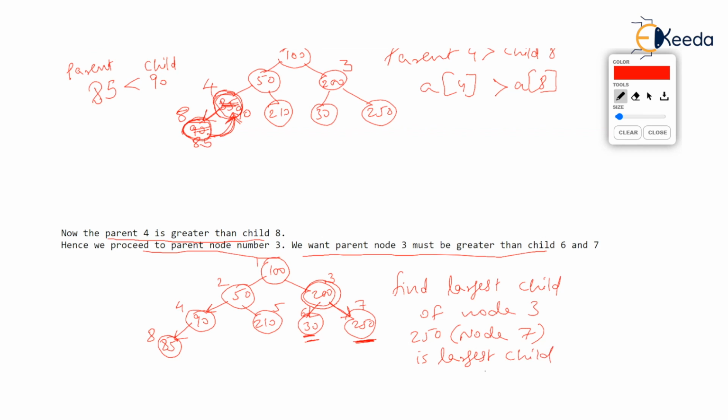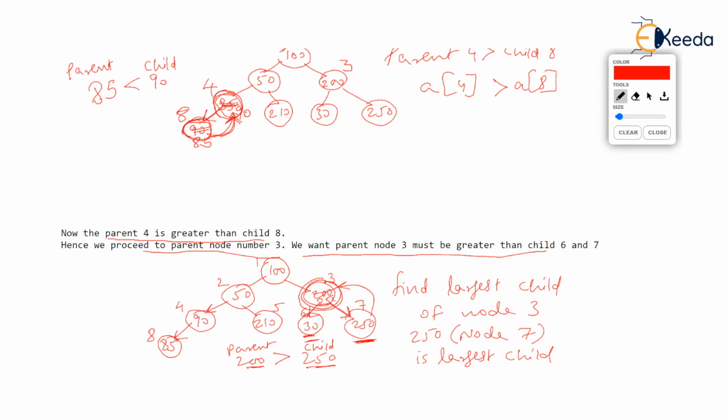Now you compare this largest child, that is 250, with the parent value, that is 200. You see this is the parent value 200 and this is the largest child. Now you know that parent must be greater than child, but in fact the parent, 200, is less than the child. So what you will do is simply send the child which is larger to the place of the parent. I hope you got this.